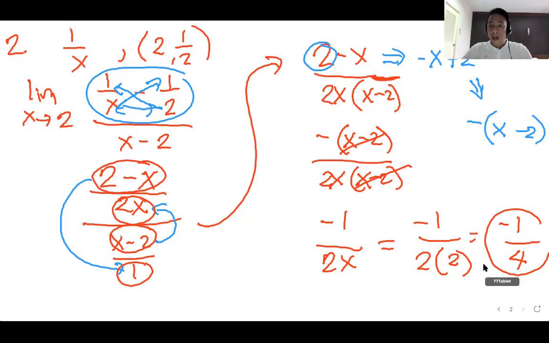This will be the slope of the tangent line. Negative 1/4. Okay? So that will be the answer.